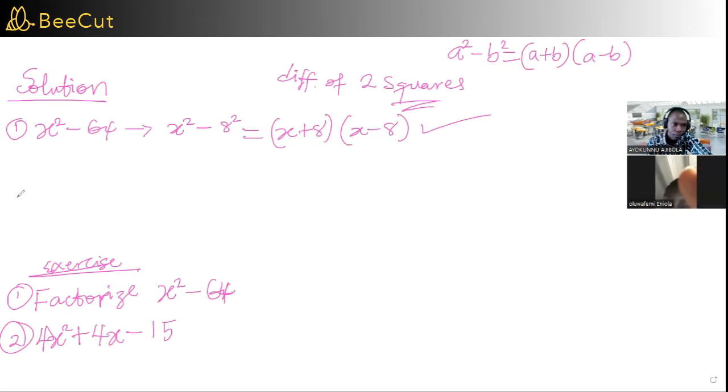So, but what about the second one? Do you have any clue of how to do the second question? Which is 4x squared plus 4x minus 15.